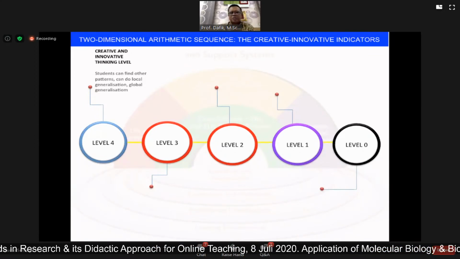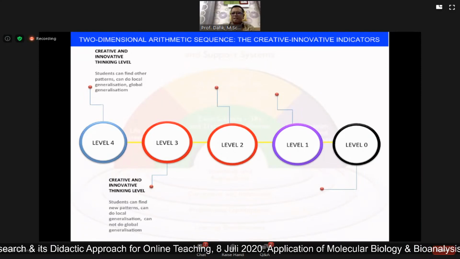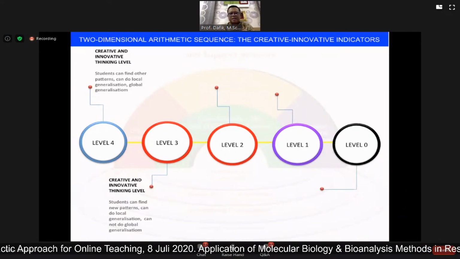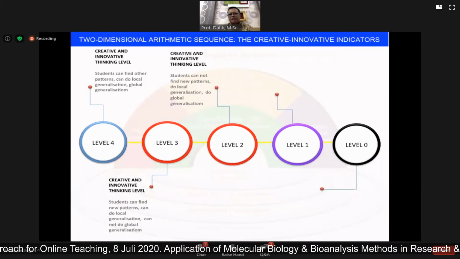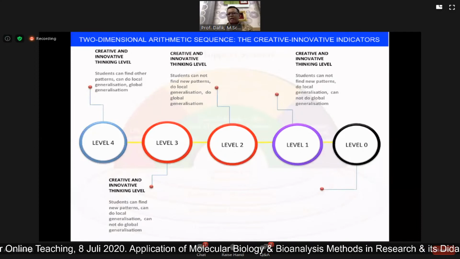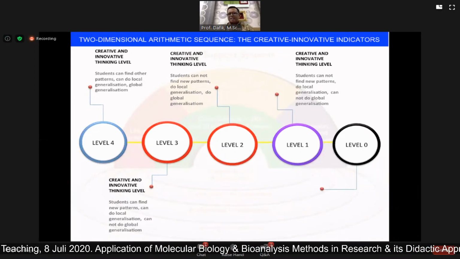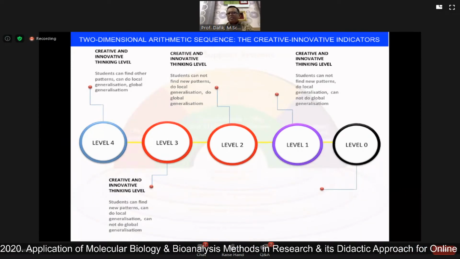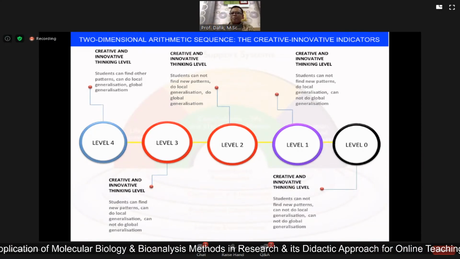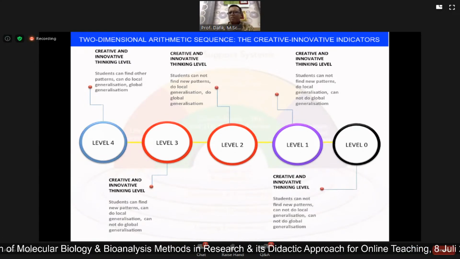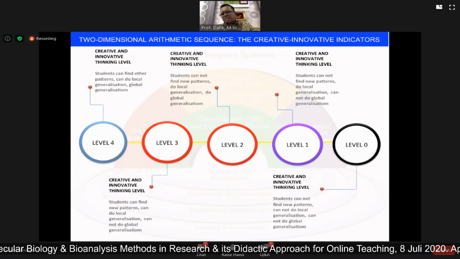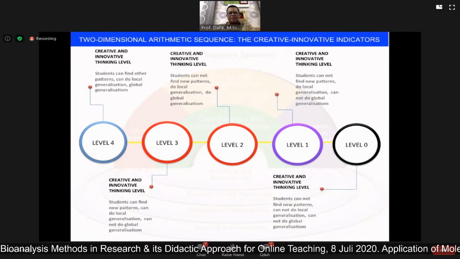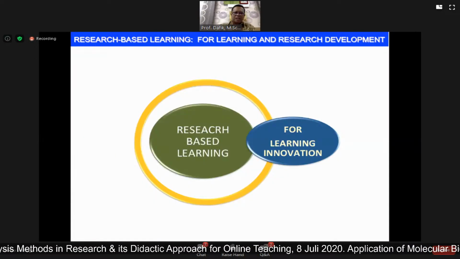Creative innovative thinking skills: students can find other patterns, and also can find a new pattern, can do a local generalization. Everything, I break down in such a way that we can characterize individual students and other individual students for their portrait phase of creative innovative thinking skill. This is in terms of teaching practice in the classroom. But it's okay, I don't want to go further into this one.